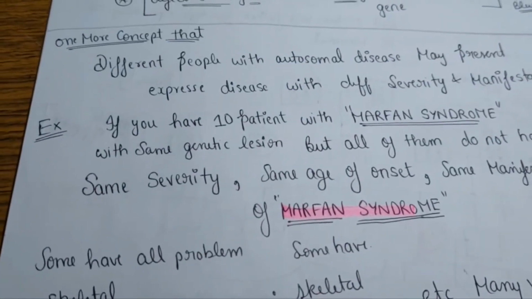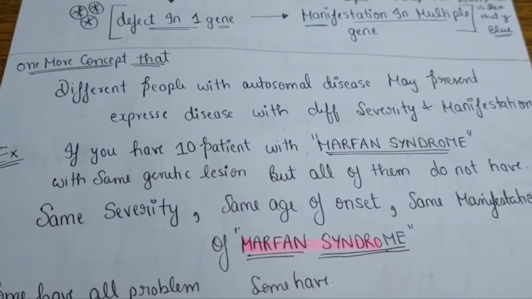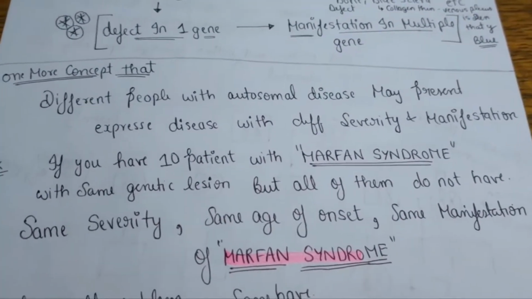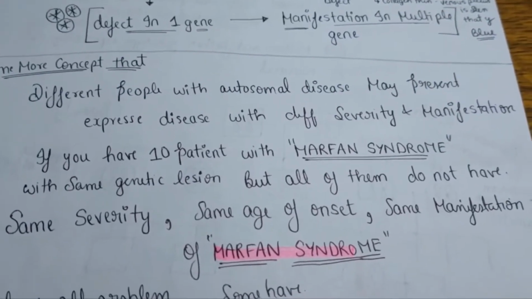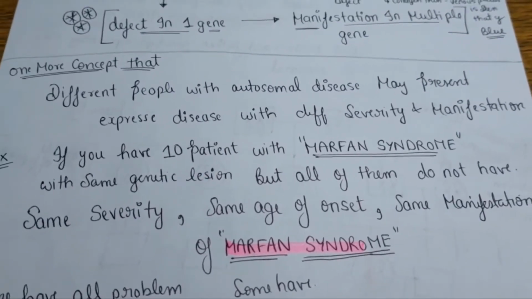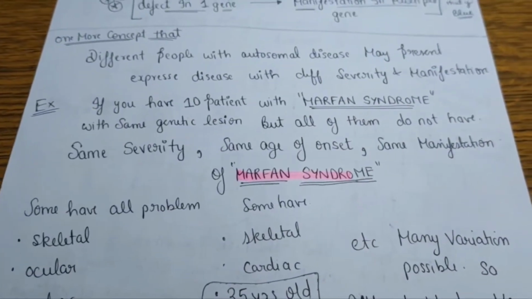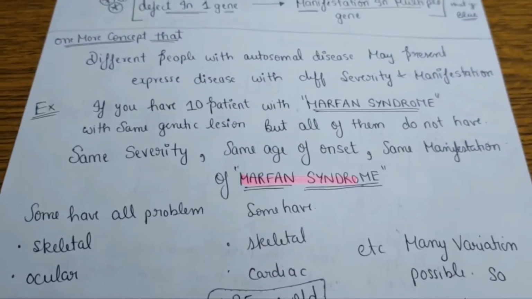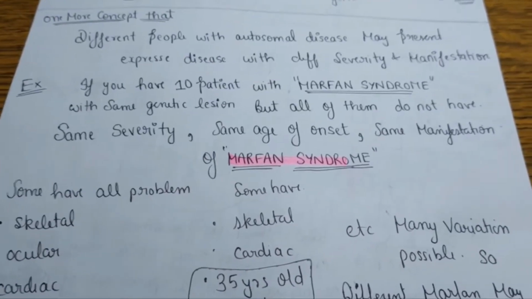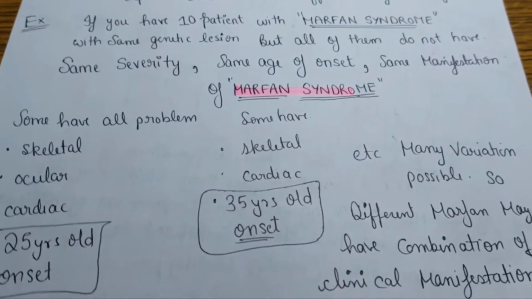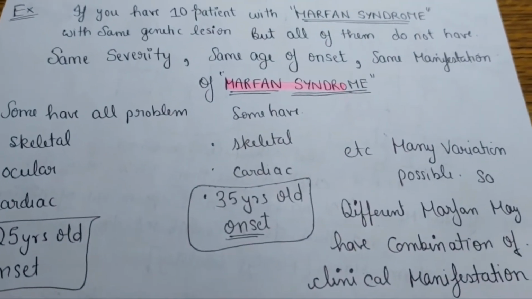The other concept we are going to discuss now is variable expressivity. So we know that in different people with autosomal diseases, different people may express the disease in different ways, with different severity and different manifestation. For example, if we have 10 patients who suffer from Marfan syndrome, all of them will not have the same severity, and all of them won't have the same age of onset or the same type of manifestation of Marfan syndrome.